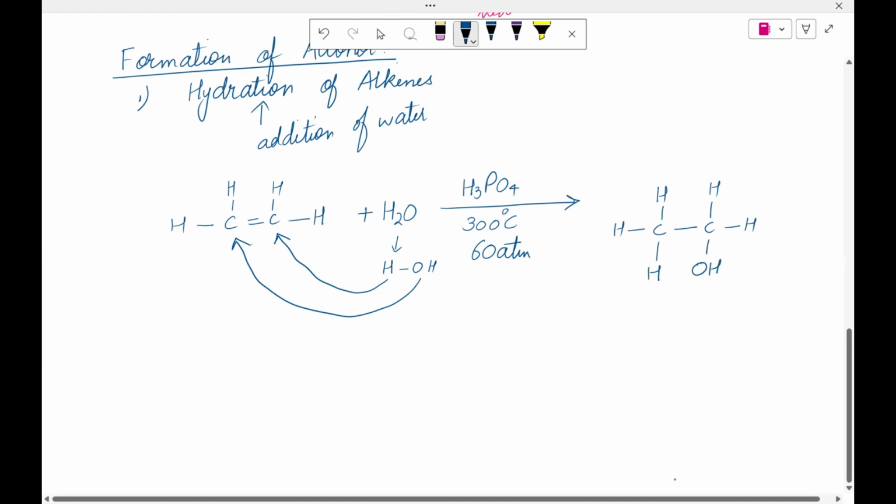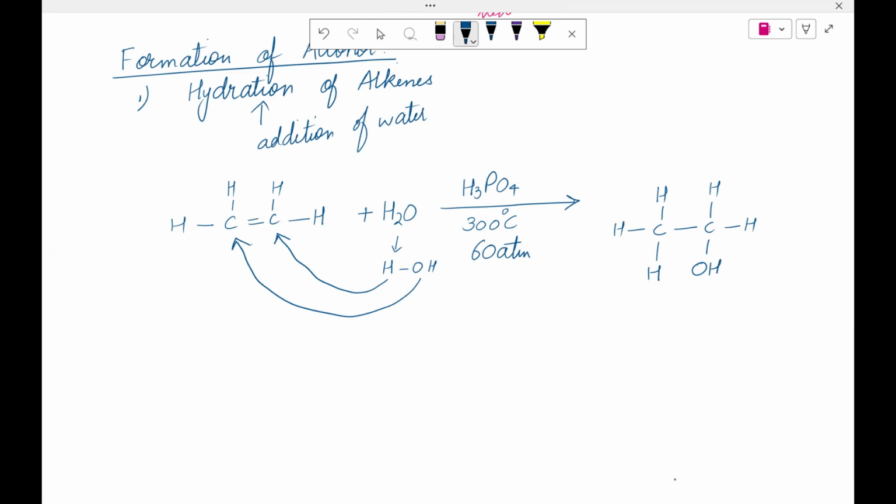So you have seen this double bond is basically changed into single bond. Why? Because these two electrons have been transferred to these points. Is that clear, Sultan? Yeah.